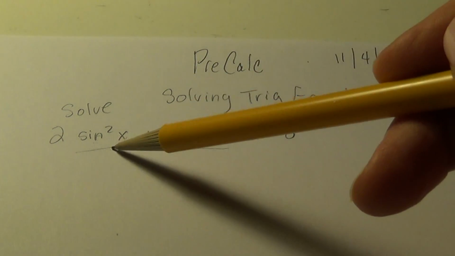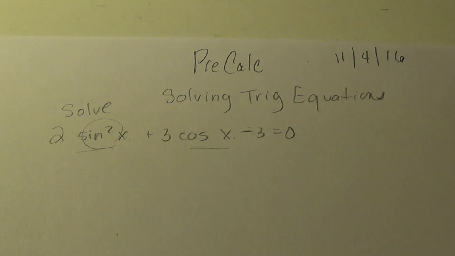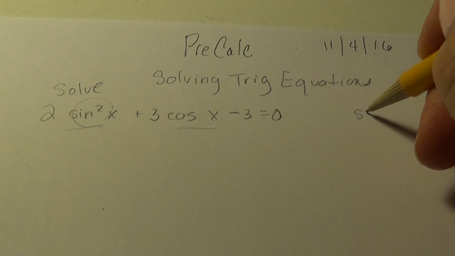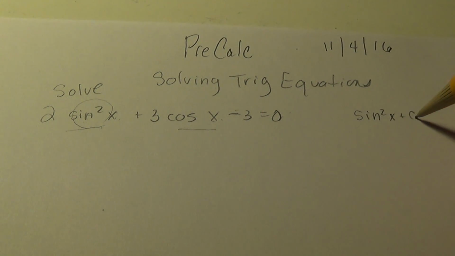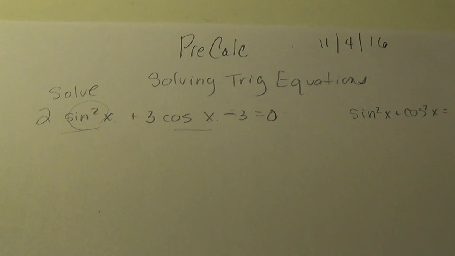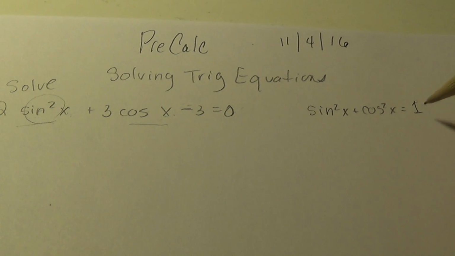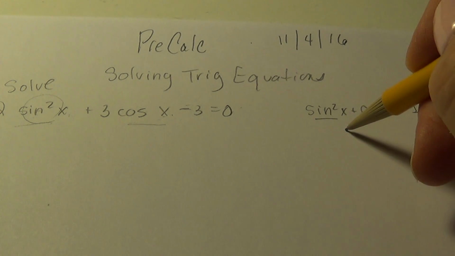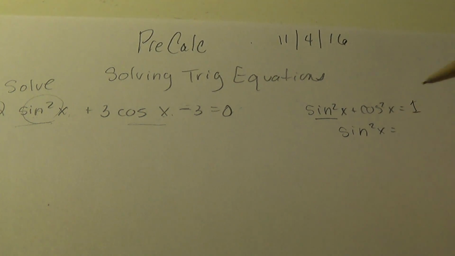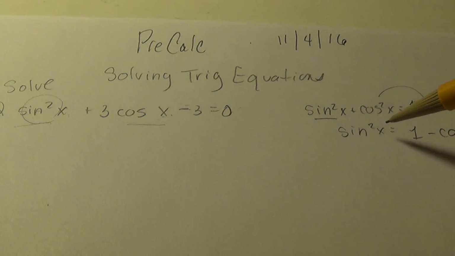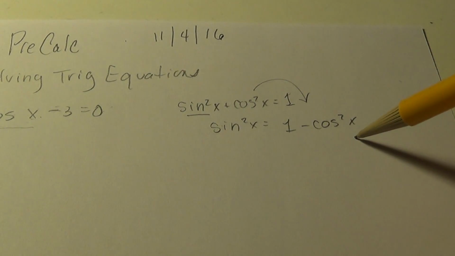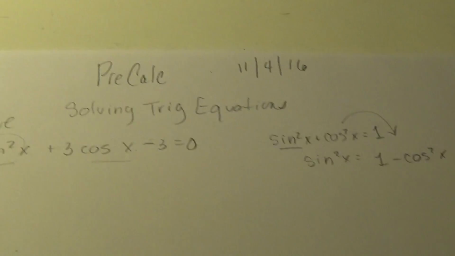Alright, the quick way is to look at this one and remember the relationship that sine squared has with cosine squared. Sine squared x plus cosine squared x equals 1. So that's one of our basic Pythagorean identities. If I get sine squared by itself, moving cosine squared to the other side, this tells me anytime I have a sine squared, I can replace it with 1 minus cosine squared. So that's what I want to do here.